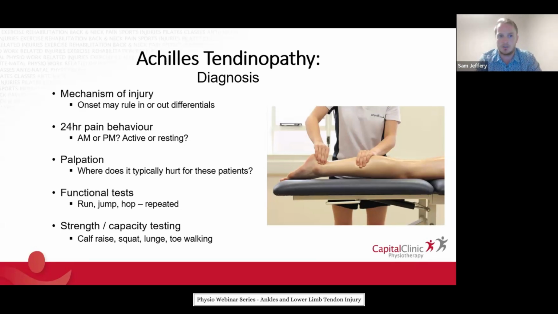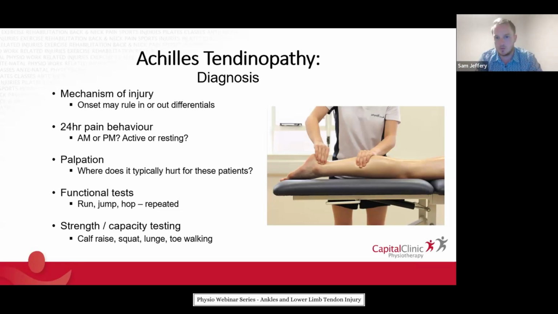24-hour pain behavior. So particularly these patients will tend to say, you know, it's sore in the morning, it warms up, it's okay, it gets sore again, and it's really sore. Or it's sore at the start of my run, it warms up for a couple of kilometers, then it gets sore towards the end of the run, and then it's sore to walk the next day. That kind of pattern is typical for their tendons.